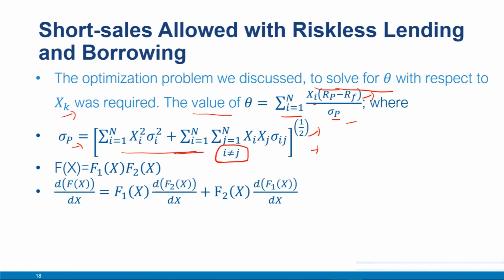So this function f(x) is a combination of two functions f1(x) and f2(x), where d by dx, with a simple chain rule, we can write as f1(x) into d of f2(x) upon dx, which is the first function multiplied by the derivative of the second function, plus f2(x) into d of f1(x) upon dx, that is the second function multiplied by the derivative of the first function. This is the simple chain rule of differentiation, so we'll make use of that.